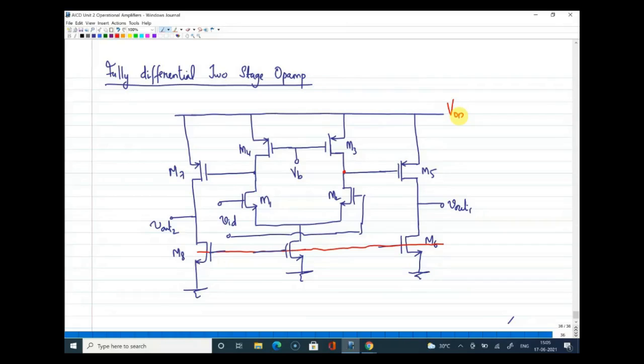But if you ask me whether what you have drawn the other way is wrong, it is not wrong. That is also a cascade of two stages, the cascade of a differential amplifier and a CS amplifier. But this will actually give you a larger output swing.